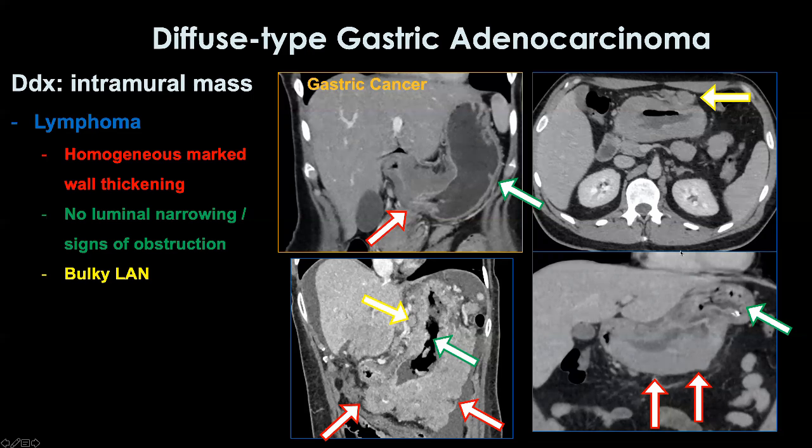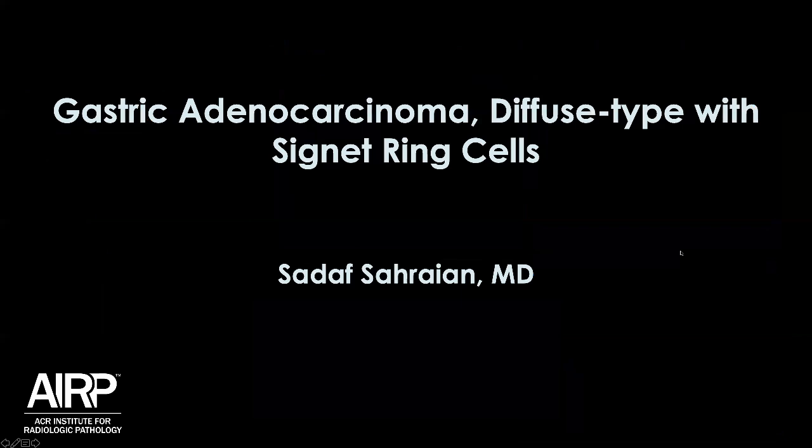So this case was submitted by Dr. Sadaf Sahrayan. I'm sorry if I mispronounced that. Gastric adenocarcinoma of the diffuse type with signet ring cells. Thank you. It was a really lovely case.